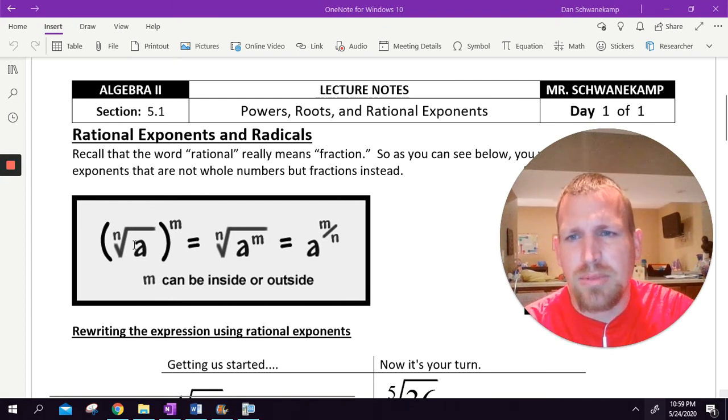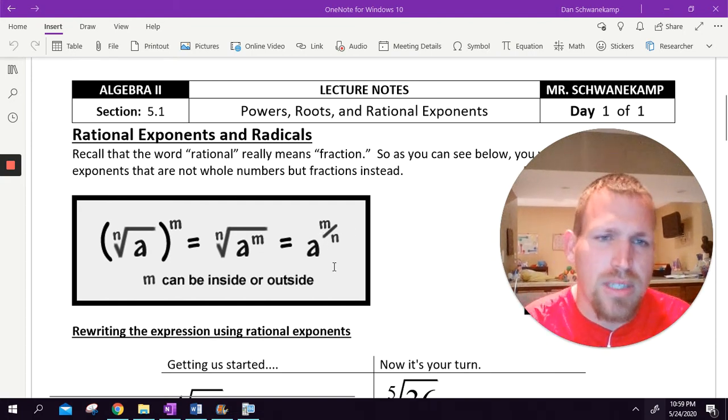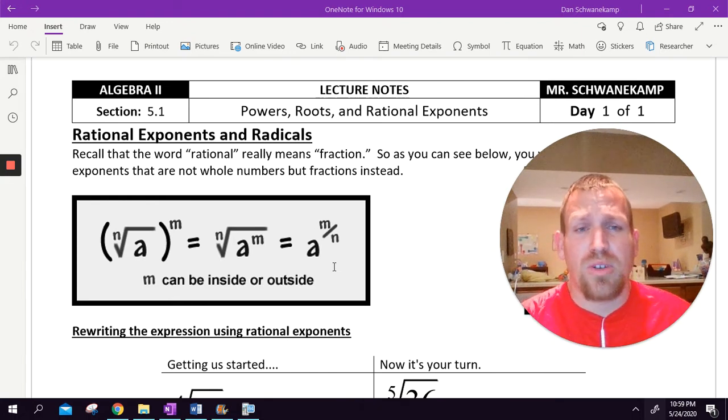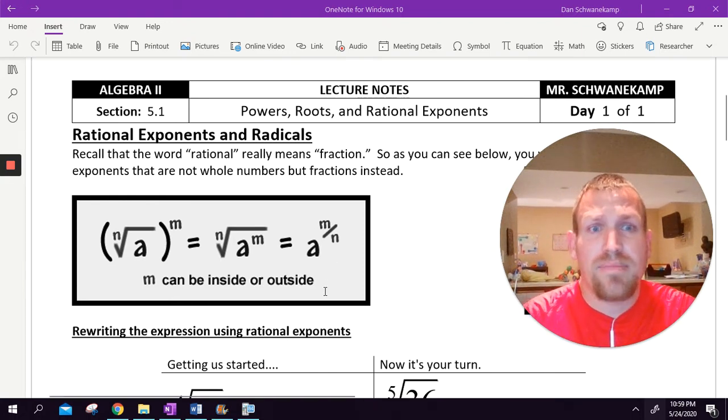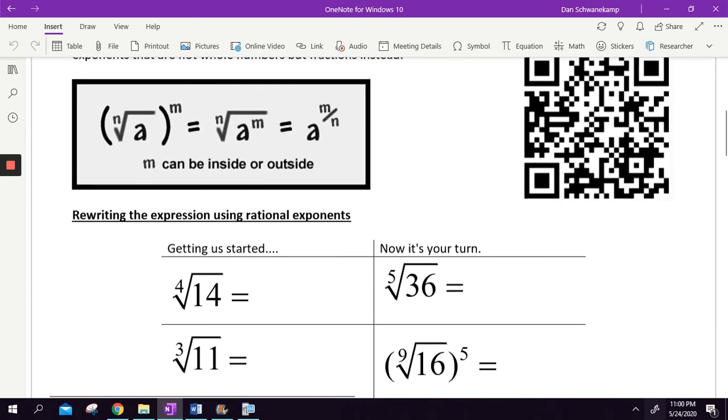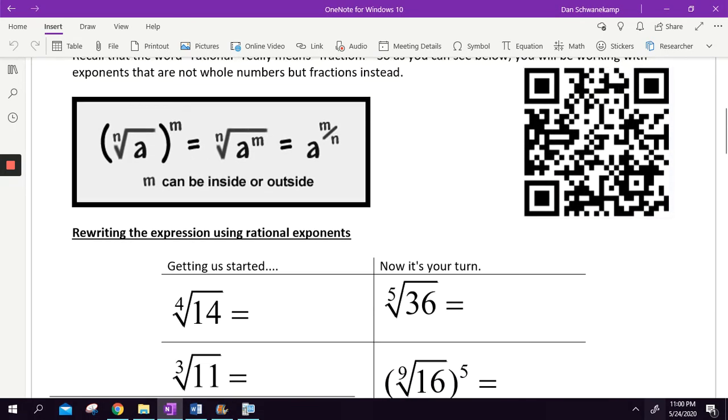So we're dealing with these types of problems. So a root, a power, a root and a power put together, or just fractional exponents. That's it. Today's a pretty easy lesson. We'll get a little bit more difficult as we go along, but today shouldn't be too bad. Let's see how we do. All right, so there are some examples right here. This is what we're doing today.